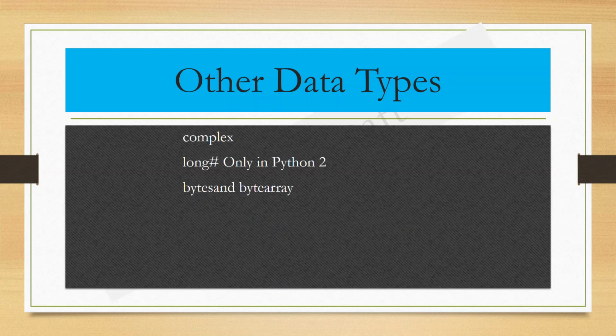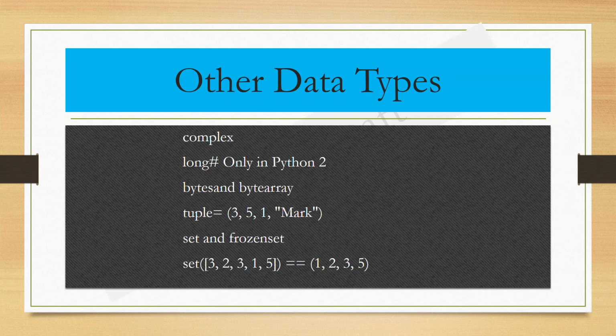We also have tuples, which are similar to list but are immutable. You cannot change their values. Finally, we also have sets and frozen sets, which are again similar to list, but they only have unique objects.